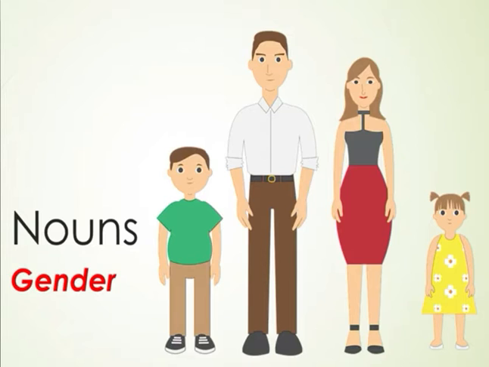Today, we will study noun's gender. You all have heard about masculine and feminine gender. So just have a look at this picture here. This is a family picture. You can see a man, a woman, a boy, and a little girl. Now this man and boy come under masculine gender. It means they both are male. And this woman and little girl come under feminine gender. They both are females. That is what we are to study about today.